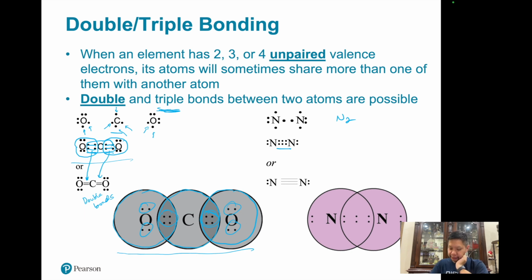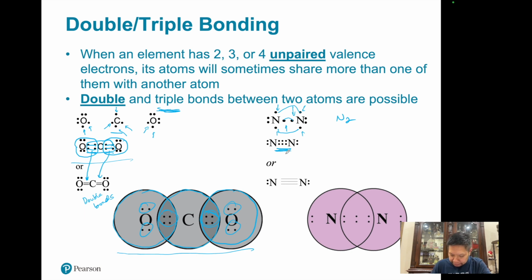But how does it do it? Well, nitrogen has 3 unpaired electrons, right? Both of these guys have 3 unpaired electrons. So what does that mean? That means they are primed to share 3 electrons with each other, right? To get to 8. So this one gets shared with this one, and this one gets shared with this one, and then this one gets shared with this one. And so now you see that nitrogen is sharing 3 pairs of electrons.